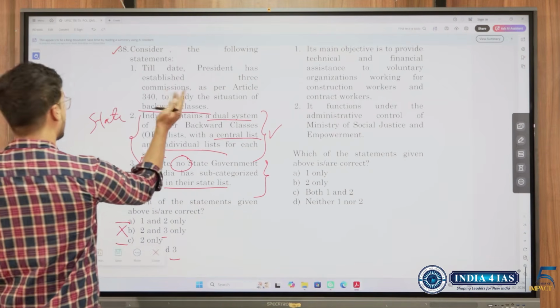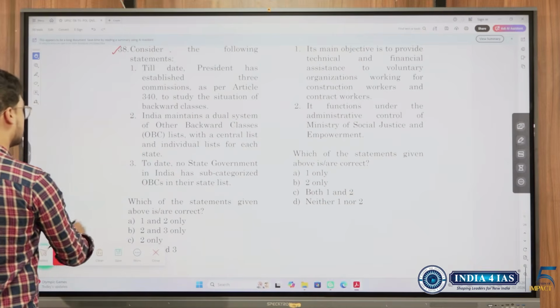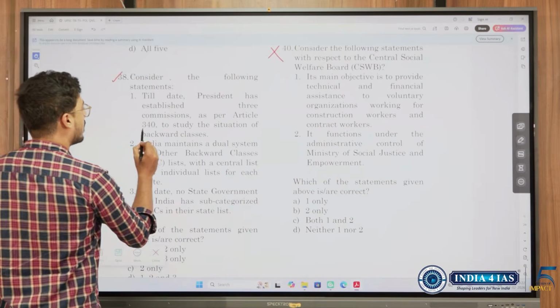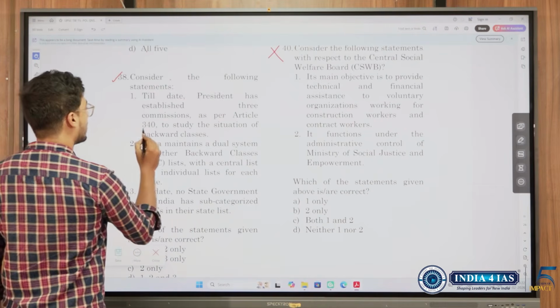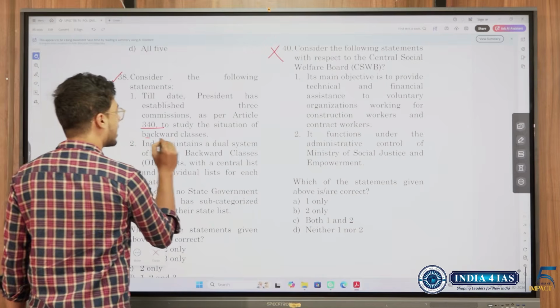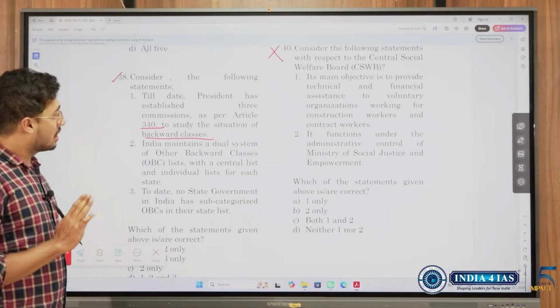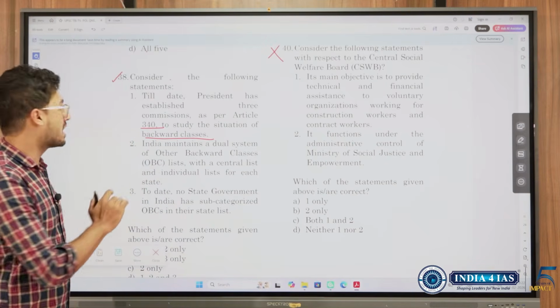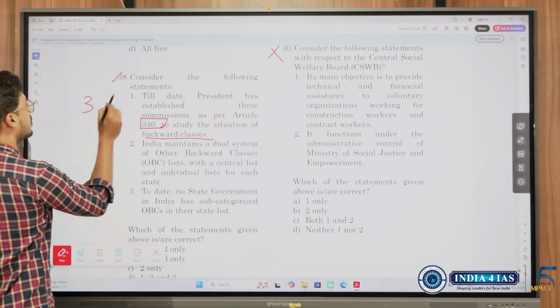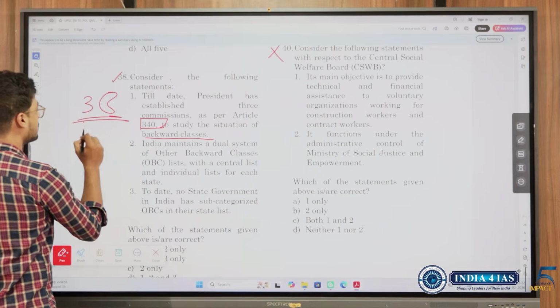In case you did not know this, the President has established 3 commissions under Article 340 to study the situation of backward classes. See, we should know this fact of Article 340 and we should also know about these 3 commissions. Which are those 3 commissions?